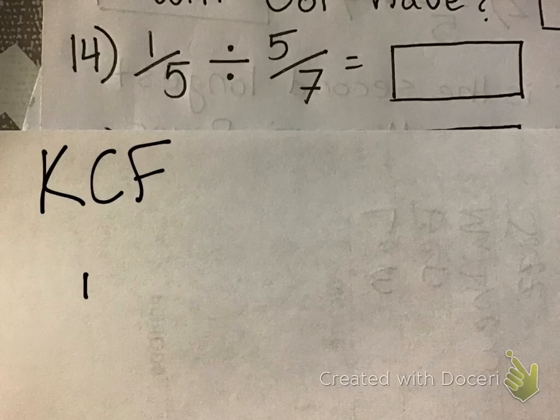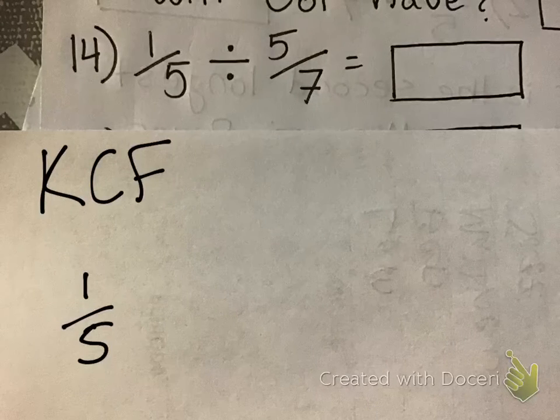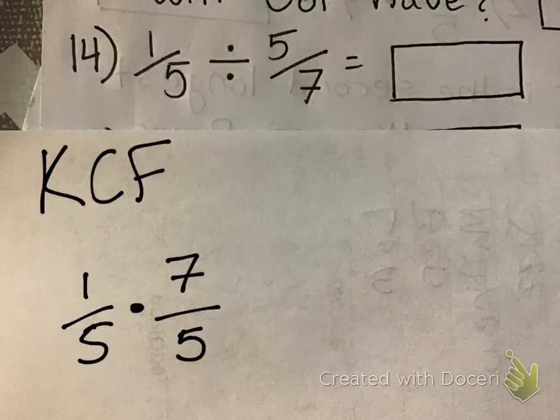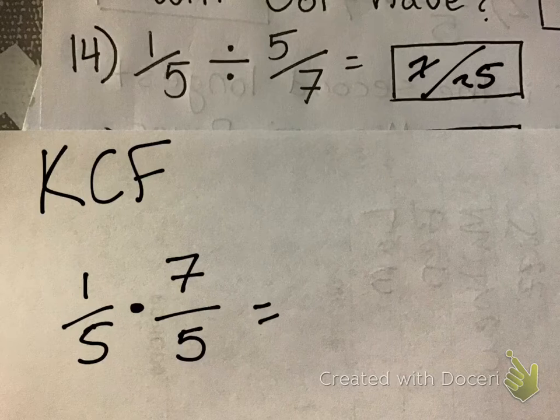First one, 1/5. What do we change, Olivia? Division to multiplication. And which one do we flip, Em? 5/7 into 7/5. Excellent. Now, can I cross cancel at all? No, because I can't do that. So we multiply, and what do we get as our answer? We multiply across, Angel. Yes, 7 over 25. Perfect. We get 7 over 25.